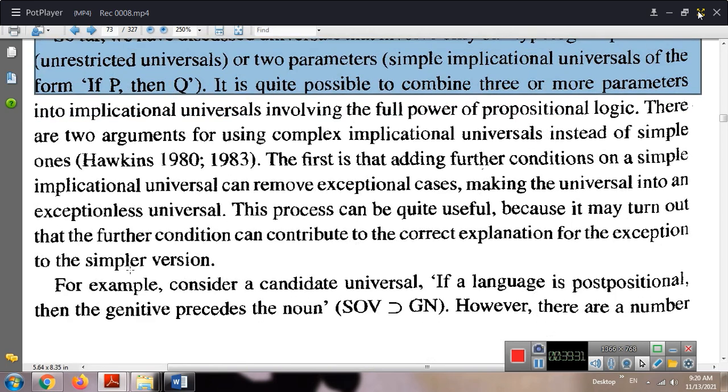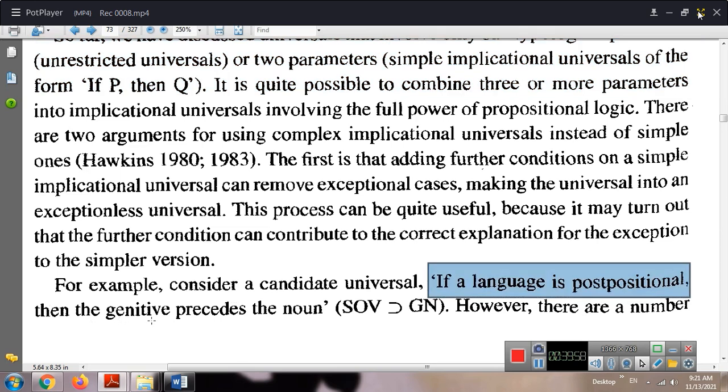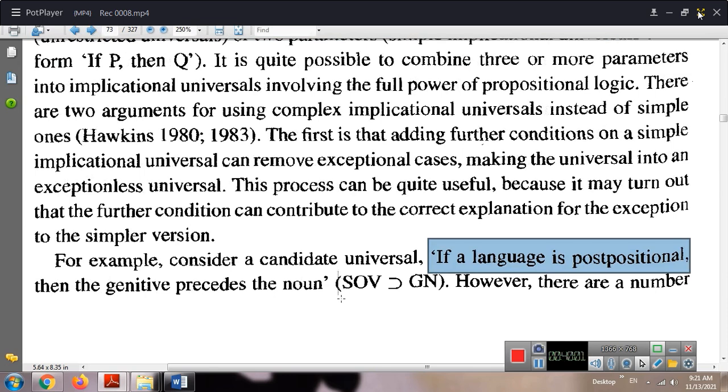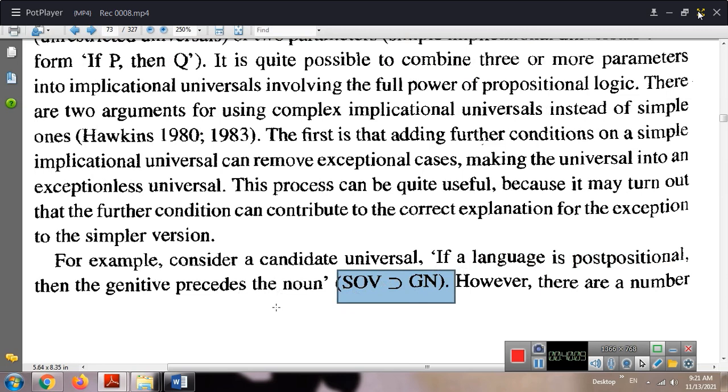For example, consider a candidate universal: if a language is postpositional, then the genitive precedes the noun. It is a simple implicational universal because we have just two parameters, genitive and postposition. If a language is postpositional, then the genitive precedes the noun. It means that if SOV, then genitive noun. It is a simple implicational universal because we consider just two parameters, postposition and genitive.